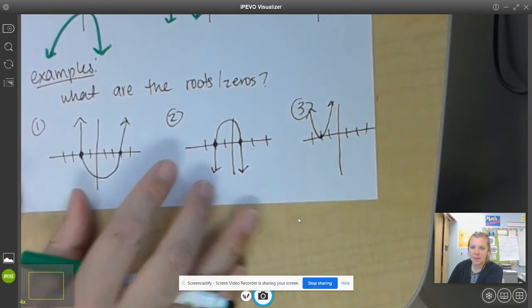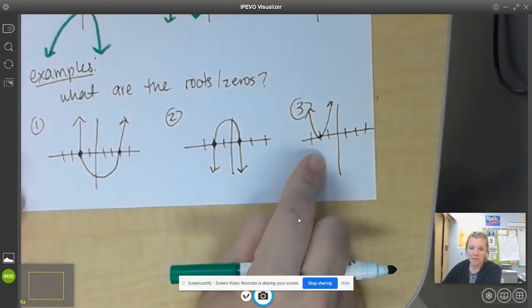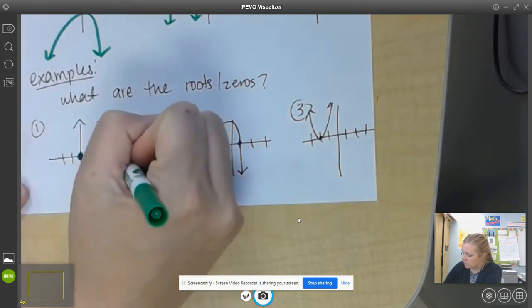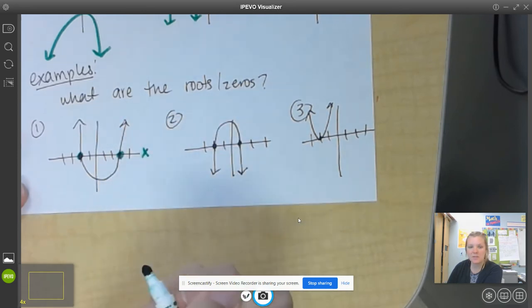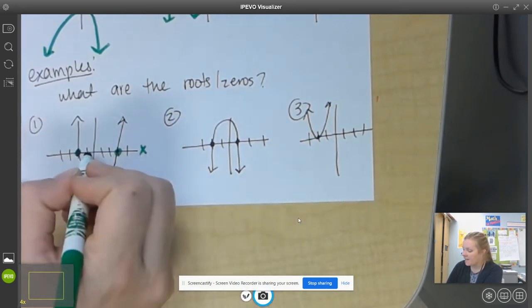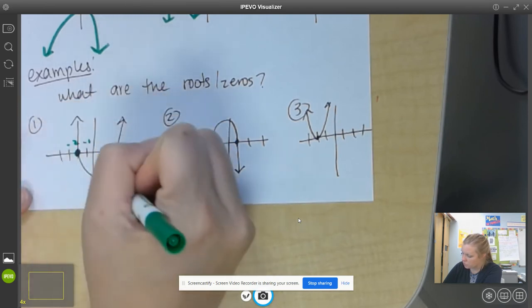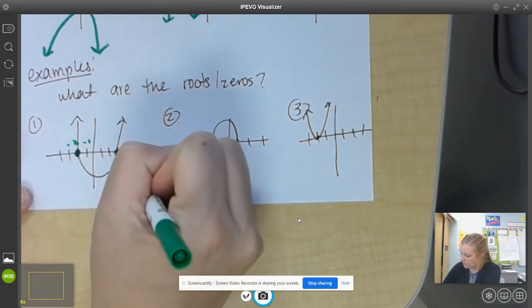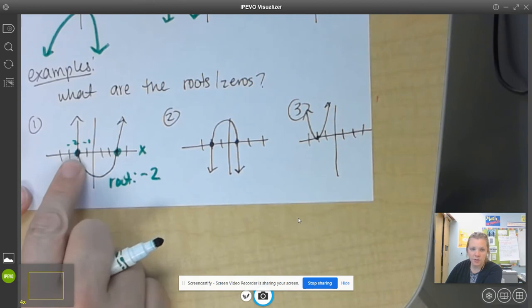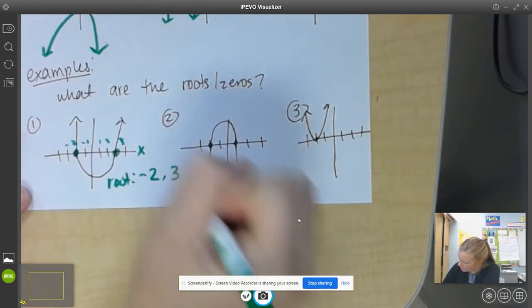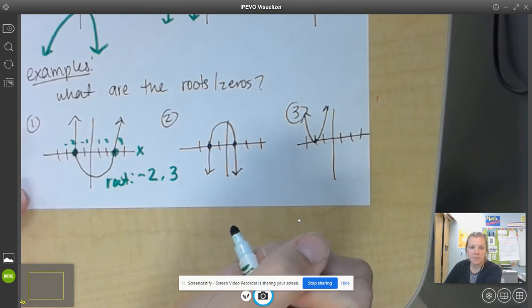So what we need to be able to do is, given a graph, we should be able to identify the zeros or the roots. And so we're looking for the places where the graph crosses specifically the x-axis, and the x value is the answer. So this is at -2, so one root is -2, and this one is at 1, 2, 3. So -2 and 3 are the roots for that first one.